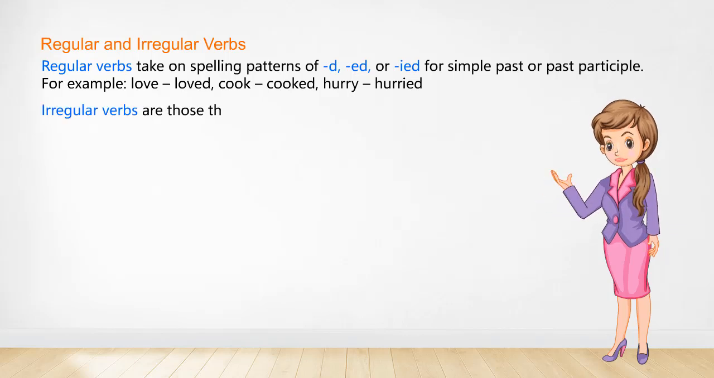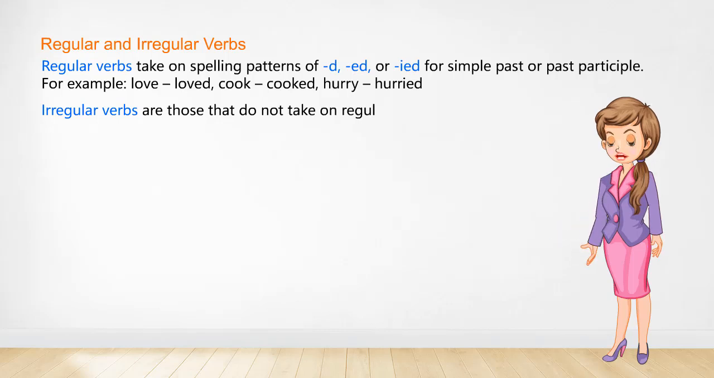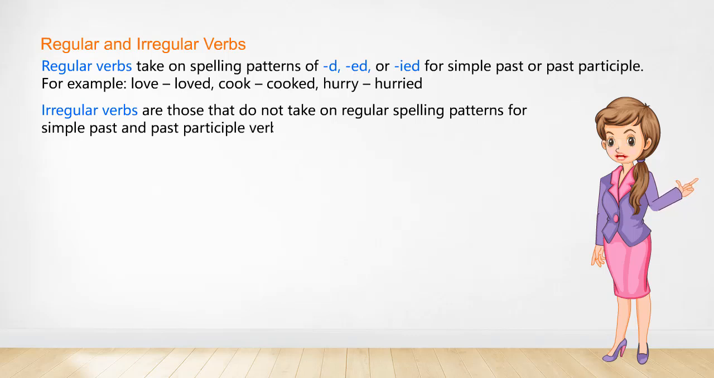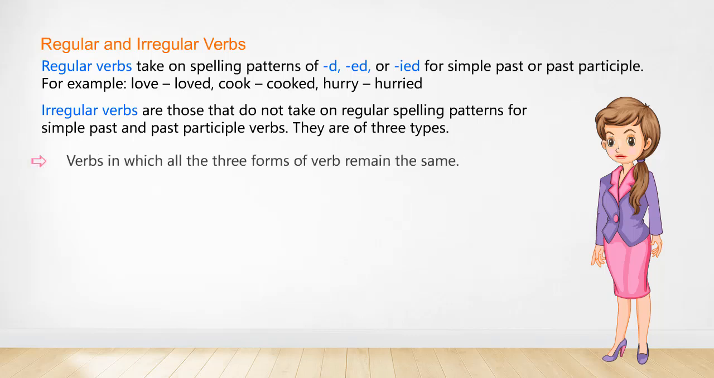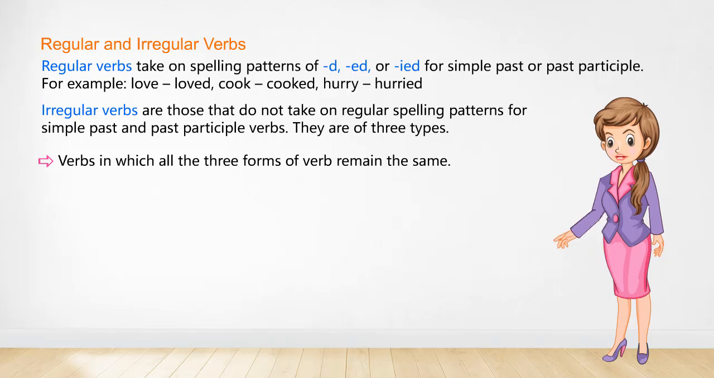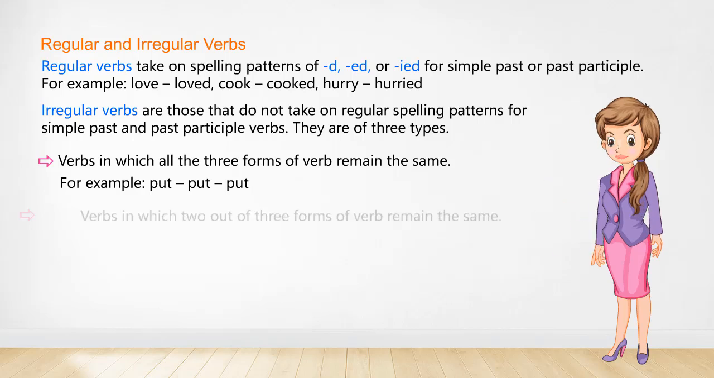Irregular verbs are those that do not take on regular spelling patterns for simple past and past participle verbs. They are of three types. Verbs in which all the three forms of verb remain the same. For example, put, put, put.